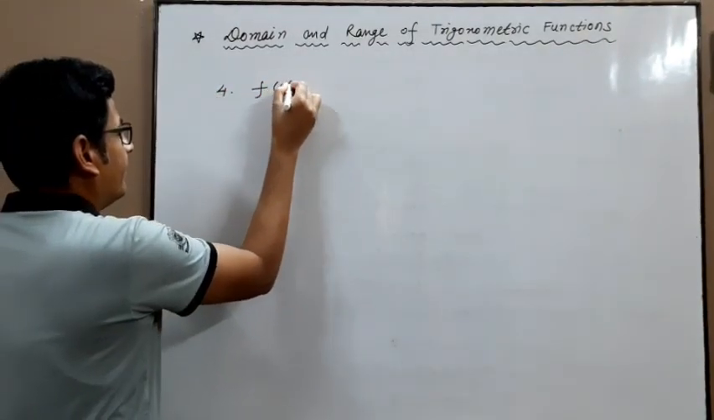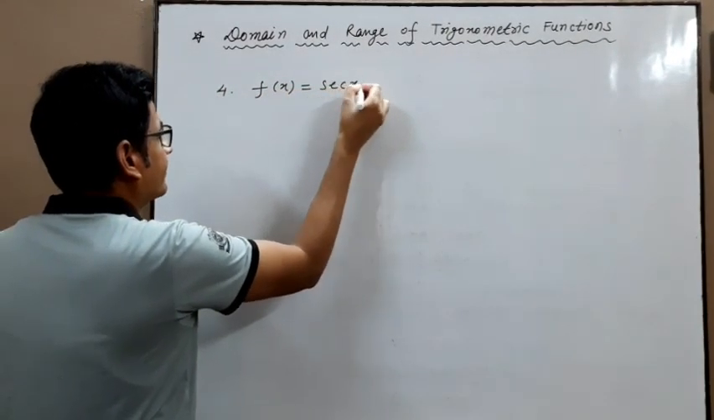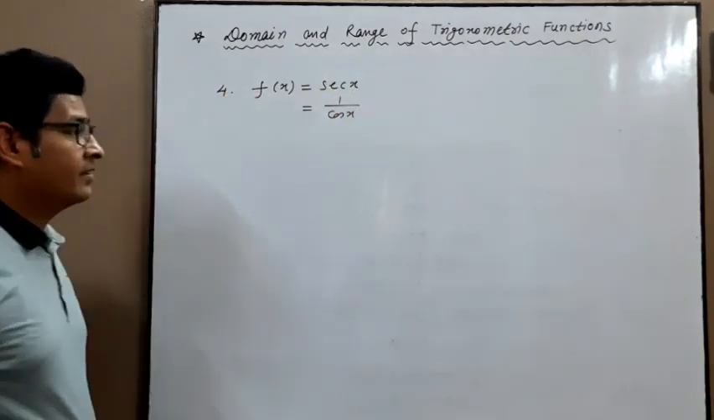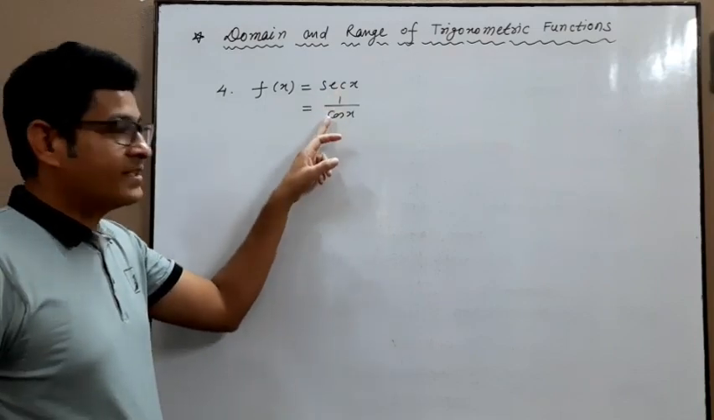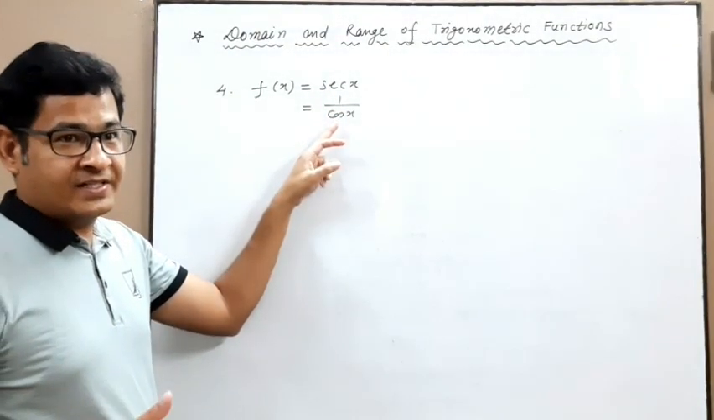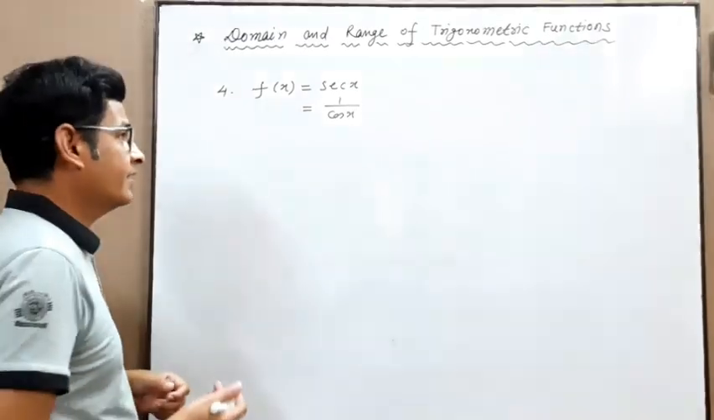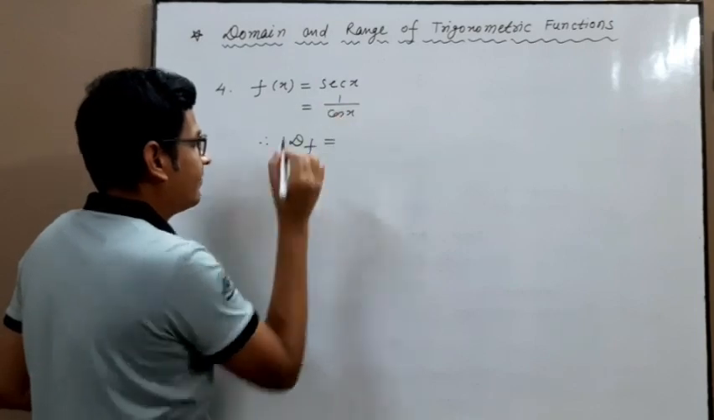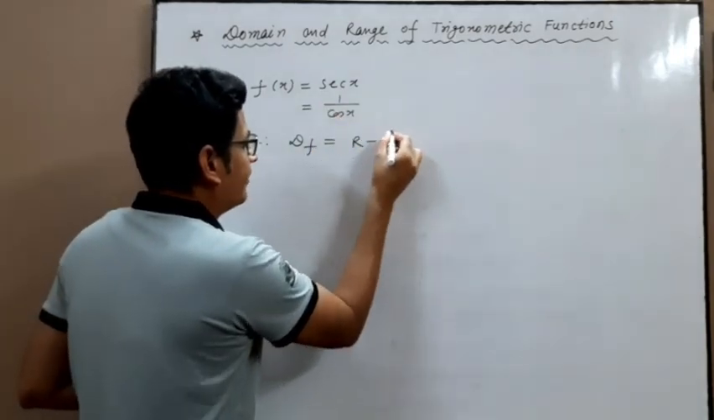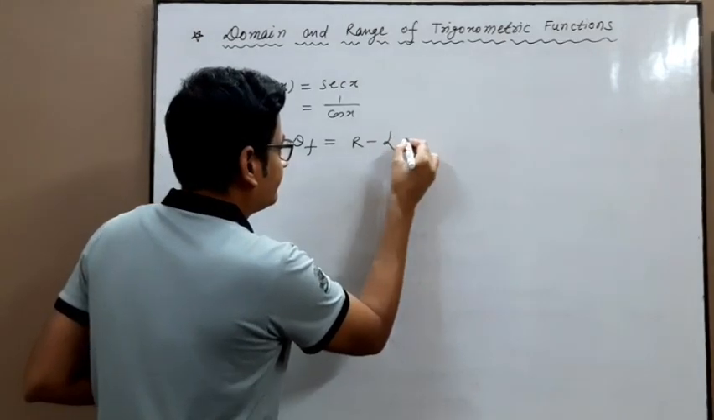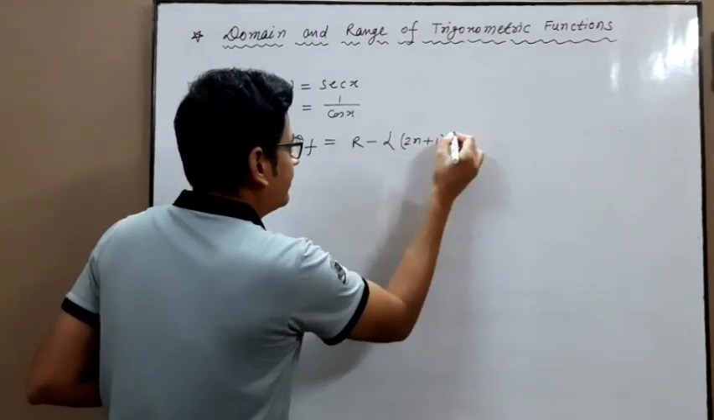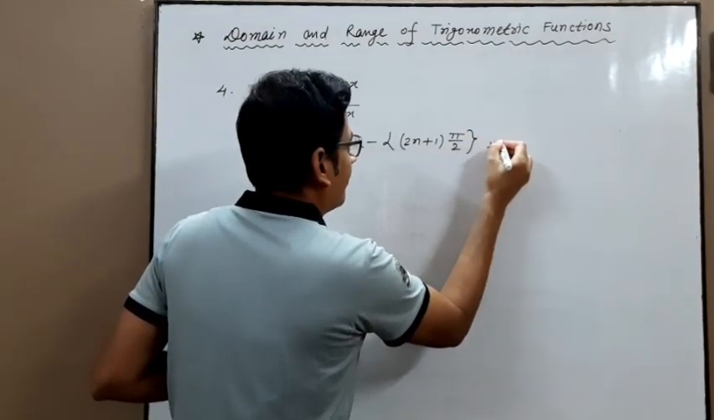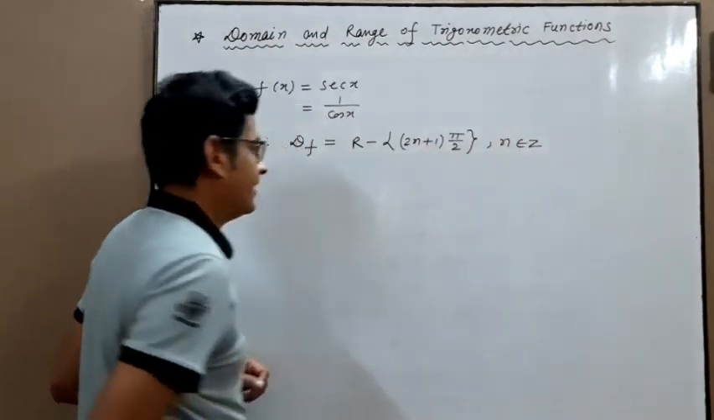Sec x, f(x) equal to sec x. Sec x means 1 upon cos x. So the domain of the sec function is the same as the domain of the tan function. In tan also the denominator cos x is there. So therefore the domain of f for the sec function is the set of real numbers minus {(2n+1) pi by 2}, n belonging to Z.